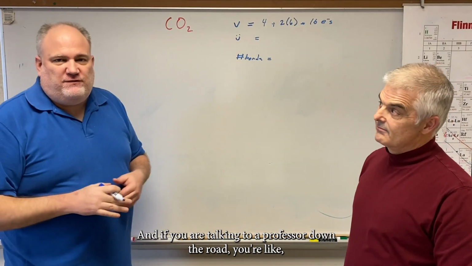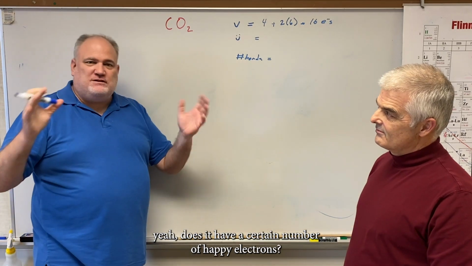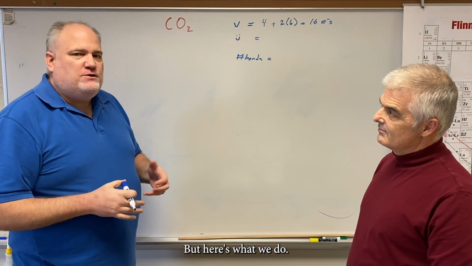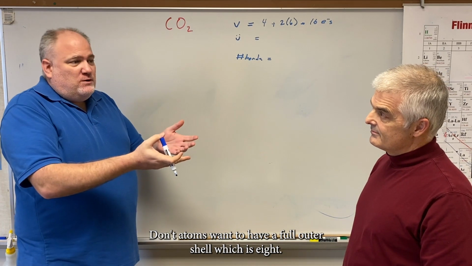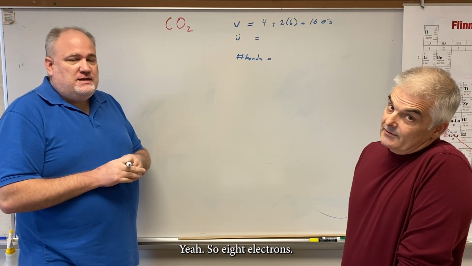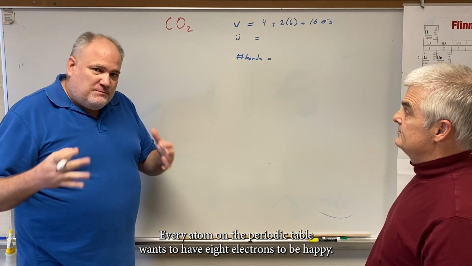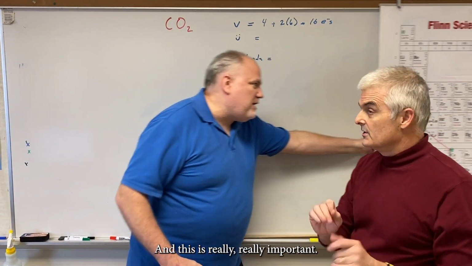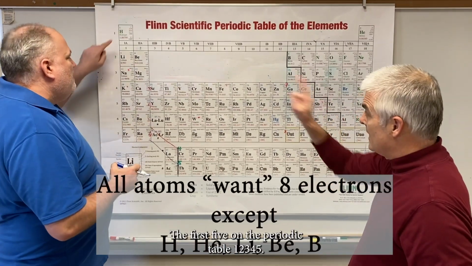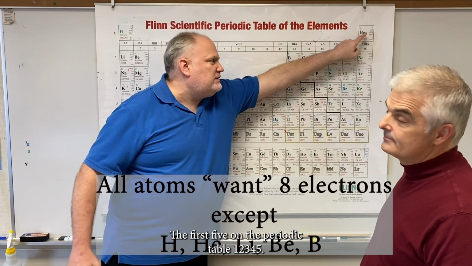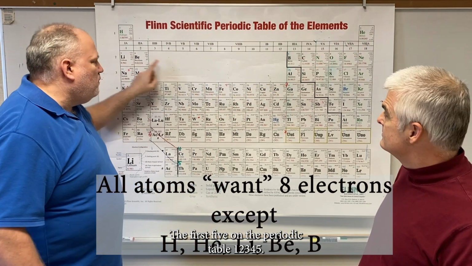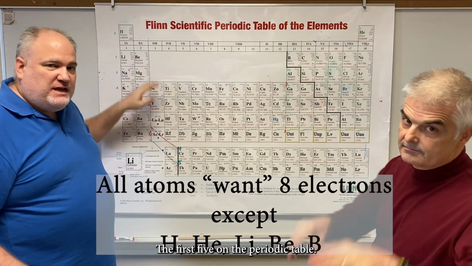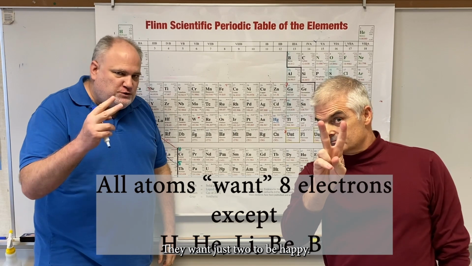Now, happy is kind of weird because it's not a real thing. If you go talking to your professor down the road and ask whether it has a certain number of happy electrons, that's not a thing. But here's what we do. Don't atoms want to have a full outer shell, which is 8? Yes, every atom on the periodic table wants to have 8 electrons to be happy, except for, and this is really important, hydrogen and the first 5 on the periodic table, 1, 2, 3, 4, 5. The first 5 on the periodic table want just 2 to be happy.